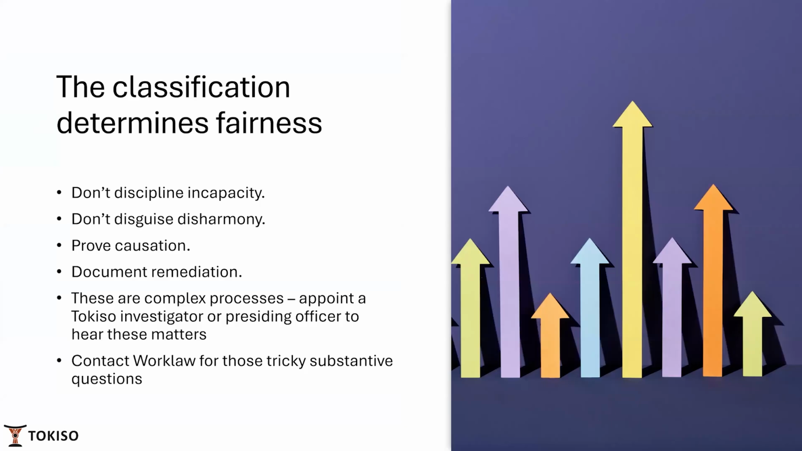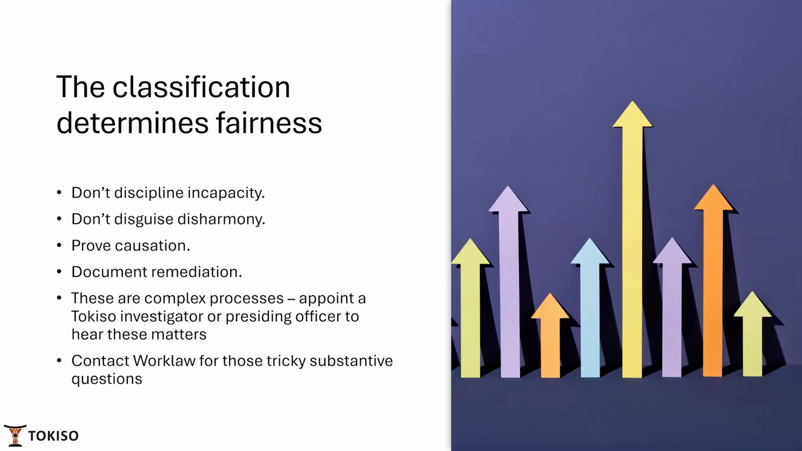So the classification determines fairness. It determines your process, which will determine fairness. The causation, that the employee is the source of the disharmony, determines your substantive fairness. And there needs to be evidence to support both of these. The Code of Good Practice states that for a dismissal to be fair, there needs to be fairness in both the reason, in the substance, as well as a fair procedure. So both of those need to be present.